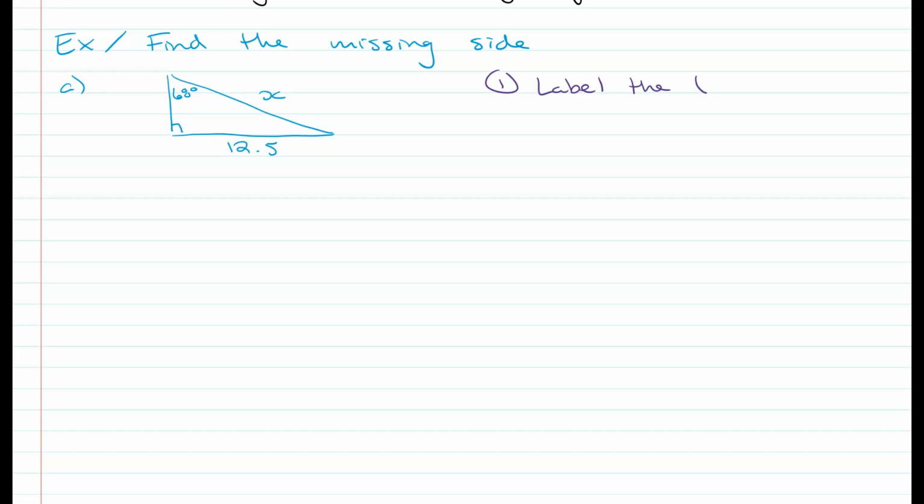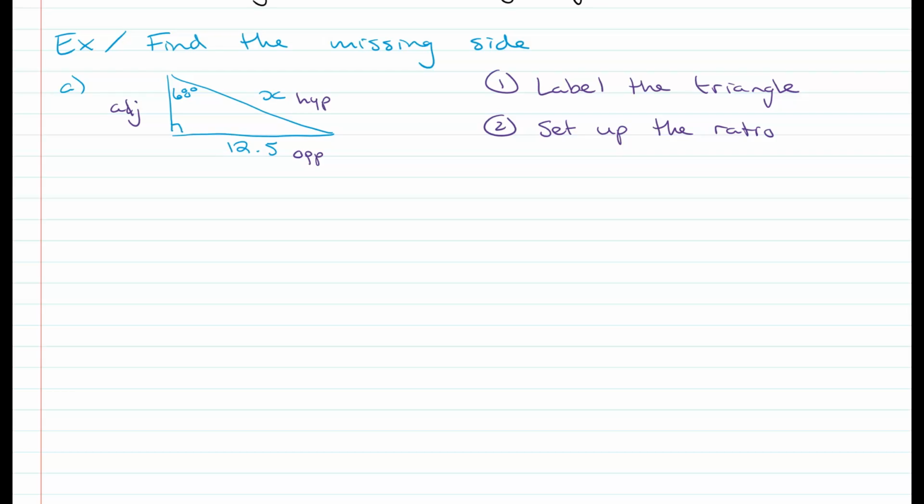So let's look at an example. I've got a right angled triangle and I want to find the missing side. So here's my triangle. And so step one, which should be starting to sound very familiar, is label the triangle. I'm going to label it opposite, adjacent, and hypotenuse with respect to that 68 degrees in the corner. And then I want to set up the ratio.